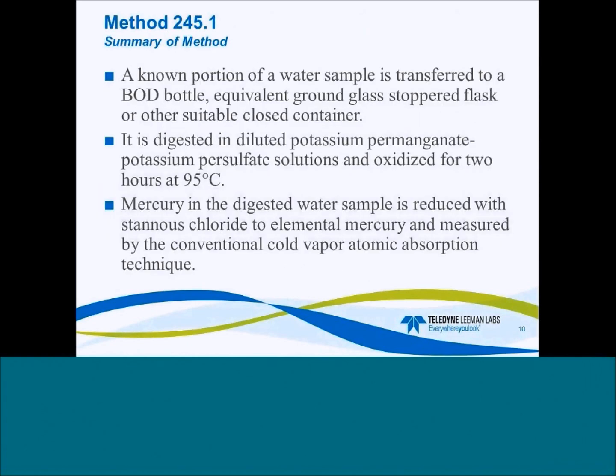If you look at a summary of method 245.1, you have a known portion of water sample, and it's digested. We'll get more into the digestion, heated with these digestion reagents to 95 degrees. And the end result is the mercury in the sample becomes mercuric ions. Those mercuric ions are then reduced with stannous chloride, carried through an absorption cell, and detected by the technique cold vapor atomic absorption.